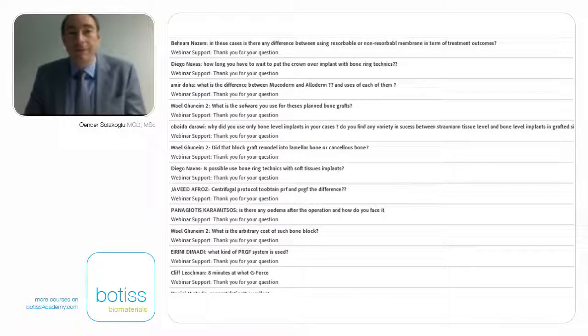I think we have some time for 2 more questions, so if you have more questions, I'm happy to answer them. Okay, and here comes the next one. What is the approximate cost of such a bone block? Oh, it varies, but I think the estimate is about 1,000 to 1,200 euros approximately.